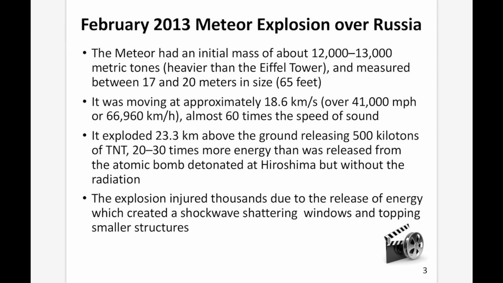What I'd like you to do is pause the video and watch number 3. It's a really interesting look at the meteor explosion over Russia.